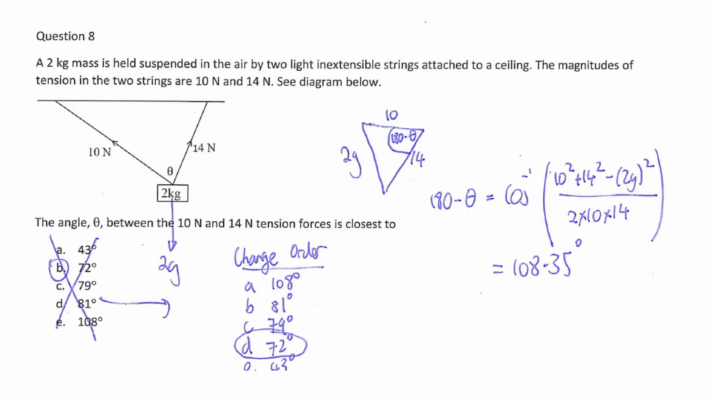All right, question 8 was the last of our equilibrium problems. There are 3 equilibrium problems that we've encountered in the multiple choice. A 2 kilo mass is held suspended in the air by 2 strings attached to a ceiling. The magnitudes of the tension in the 2 strings are, as you can see, 10 newtons and 14 newtons. In fact, there was a diagram given. So in fact, it is a situation of equilibrium. It's a static situation, and you're given 3 forces. You need to work out the angle theta between 2 of those forces.